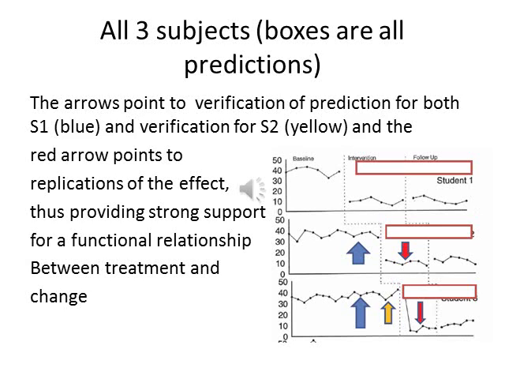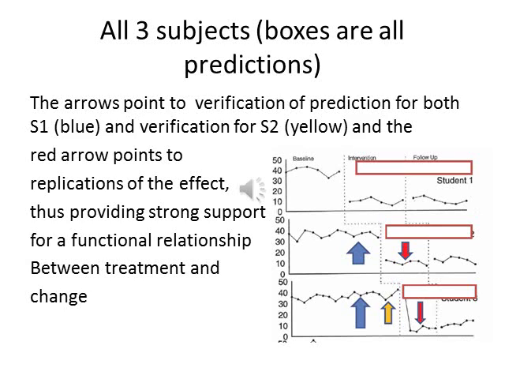The yellow arrow now also provides a verification of the prediction for subject 2, because even though we intervened with subject 2, nothing happened to subject 3. Only when we intervened with subject 3 did we see the behavior change. And that red arrow shows that we now have a second replication of our effect.